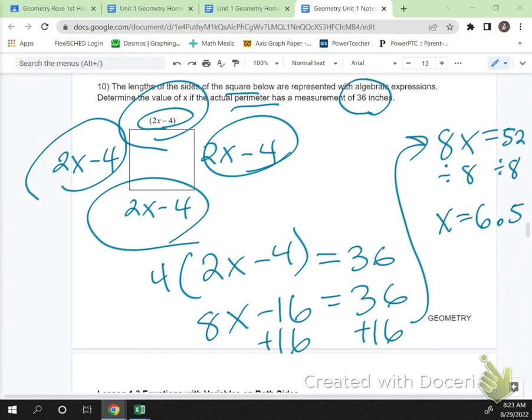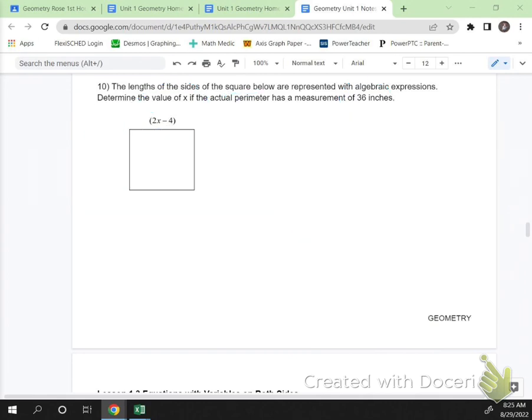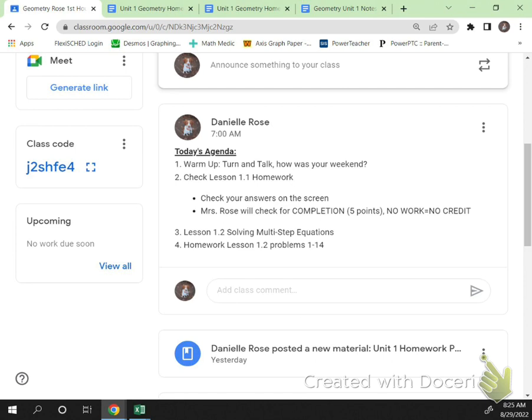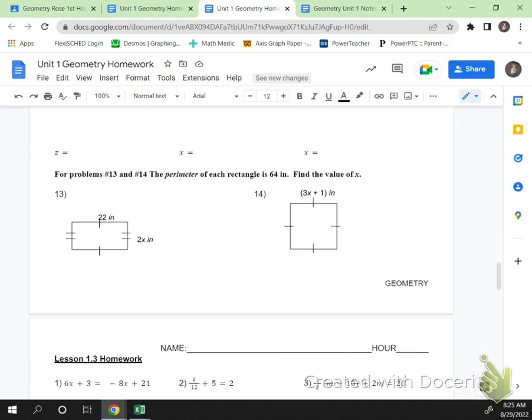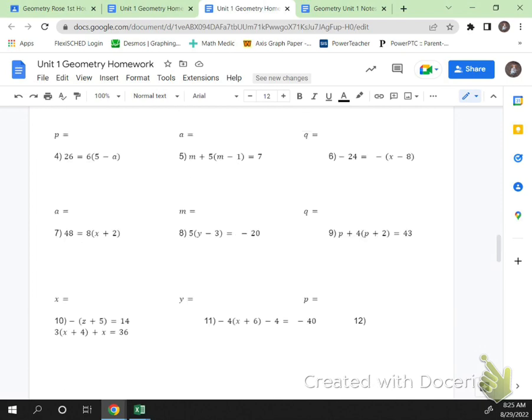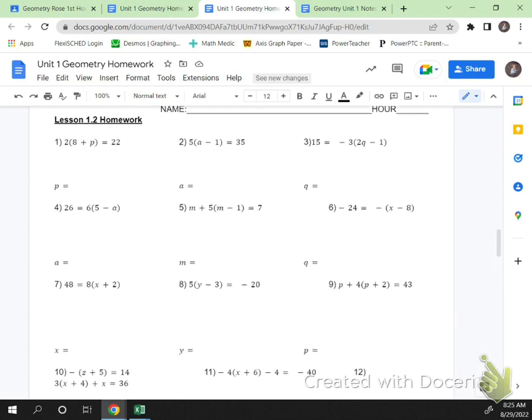Our homework today, is anyone looking at the screen still? On our agenda on Google Classroom is 1.2, problems 1 through 14. 1 through 14 is just one page today. We've got some time to get it done.